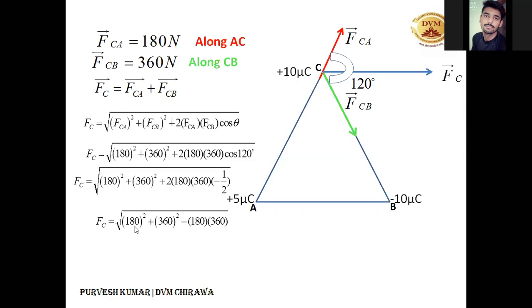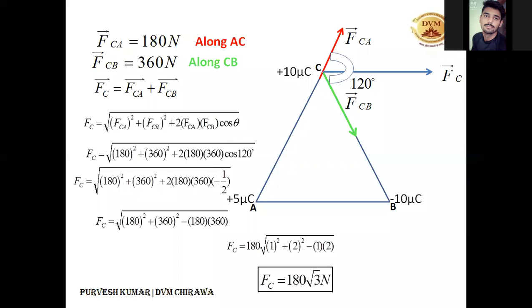Again, solving it, I can take 180 square common. So taking 180 square common, the root of 180 square will come out to be 180. So I can take 180 out of the square root, and in place of this 180, I can easily write 1 square plus 2 square minus 1 into 2. 2 gets cancelled out with 2. 2 square is 4 plus 1 is 5 minus 2 is 3. So in the root you are left with root 3.